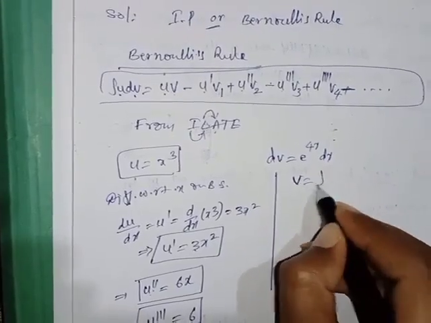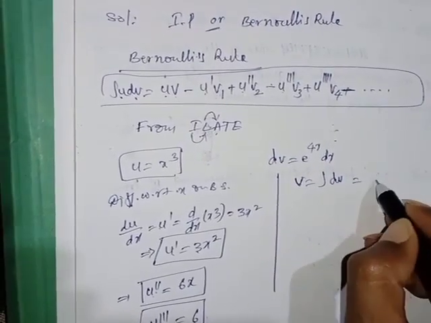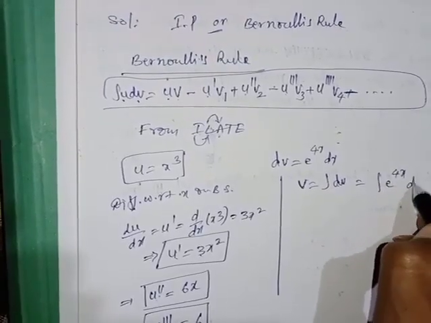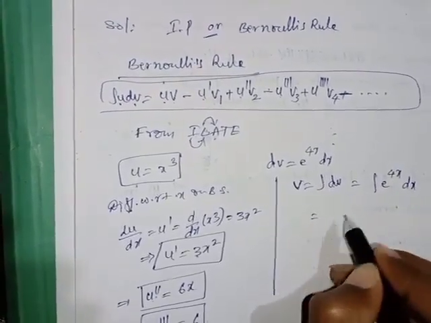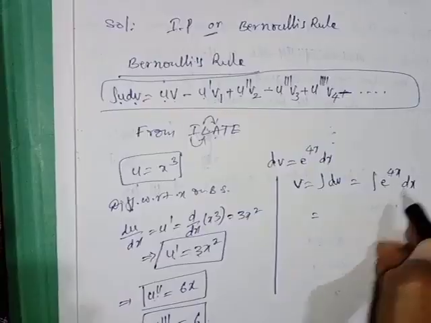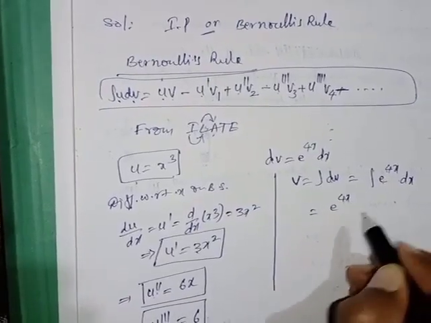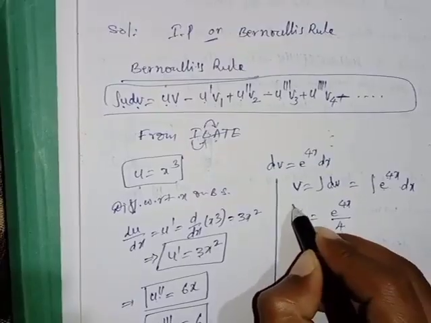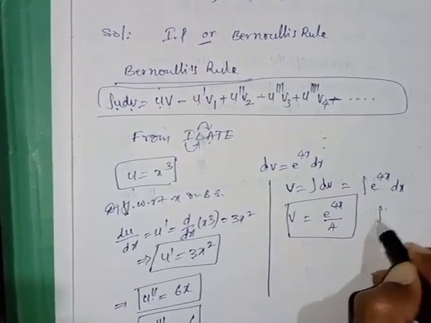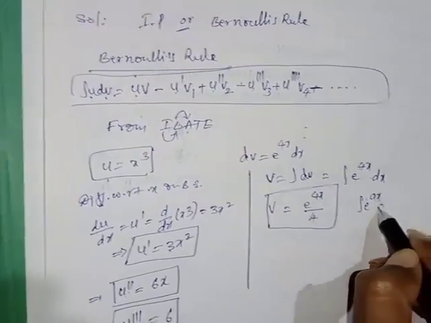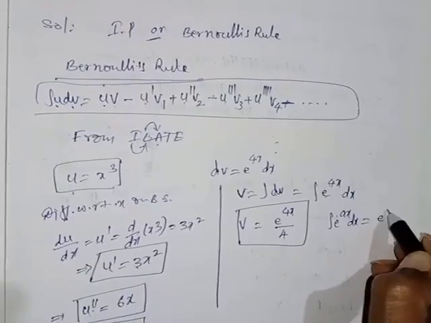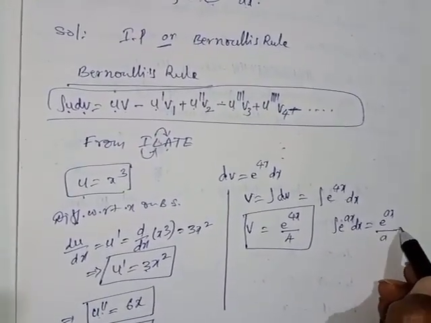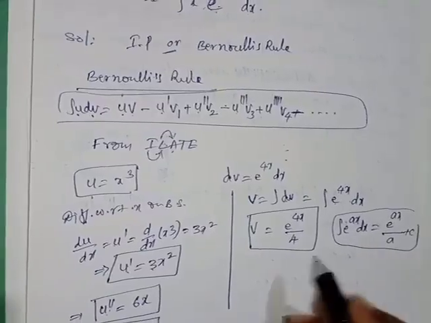v is equal to, the formula is integral of dv. We know that the dv value is e power 4x dx. That is equal to the integral of e power 4x dx, which is e power 4x as it is upon the x coefficient. Here the x coefficient is 4. This is the v value. The formula is: integral of e to the power of ax dx is equal to e power ax upon the x coefficient a, plus c. So this is the formula.